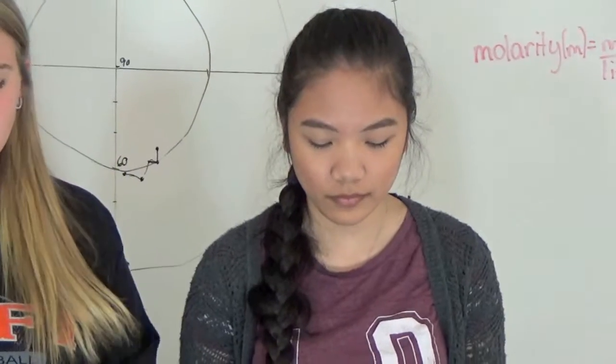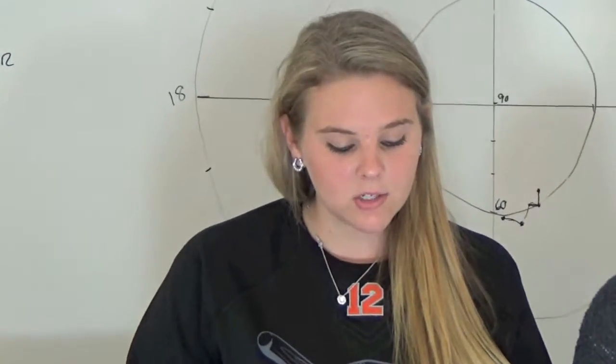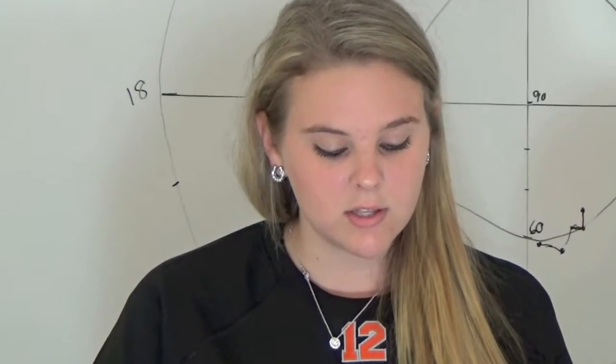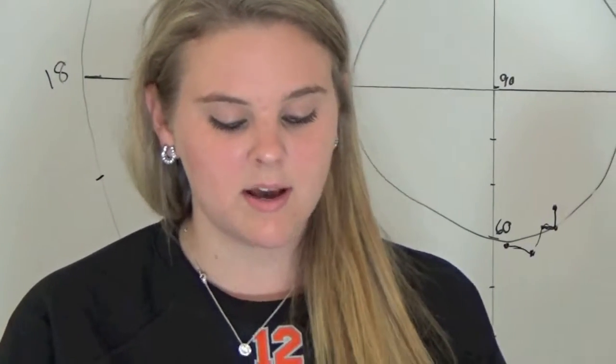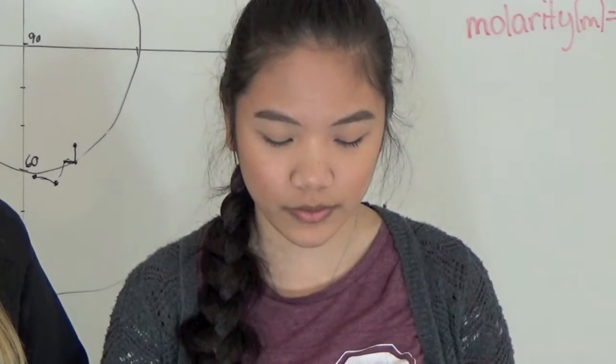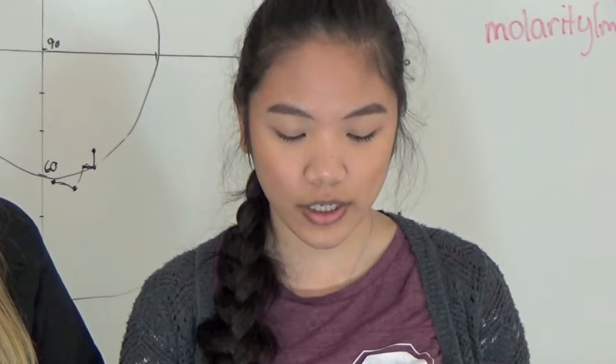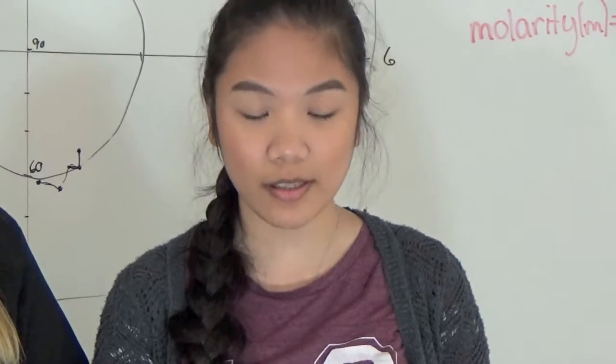In chapter 18, reaction rates and equilibrium, I learned that the rate of a chemical reaction is usually expressed as the change in the amount of a reactant per unit time. I learned that the three stresses that upset the equilibrium of a chemical system include changes in the concentration of reactants or products, changes in temperature, and changes in pressure.